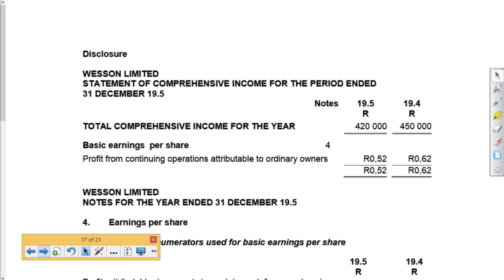Oh, no, I wanted to show you disclosure, although we're going to touch again on disclosure next week. So remember I said to you, in the statement of comprehensive income is where we show earnings per share. Right underneath total comprehensive income for the year, we show it there. Basic earnings per share, profit from continuing operations, because if there's no discontinued, they're all continuing. And there it is. Sometimes it's in cents, sometimes it's in rands.